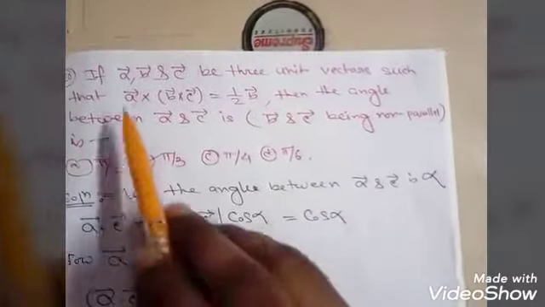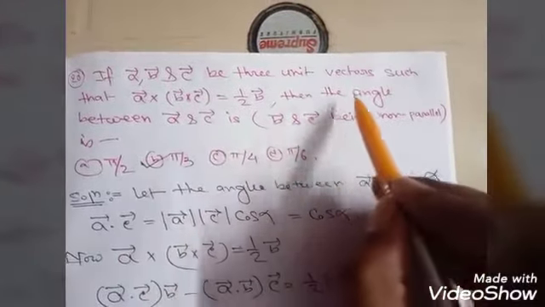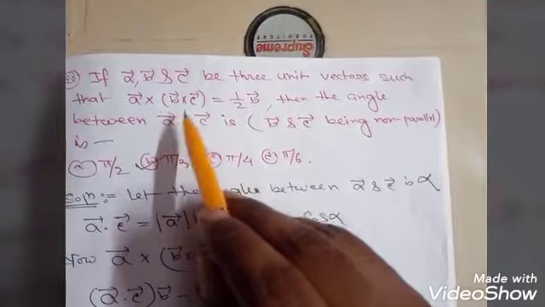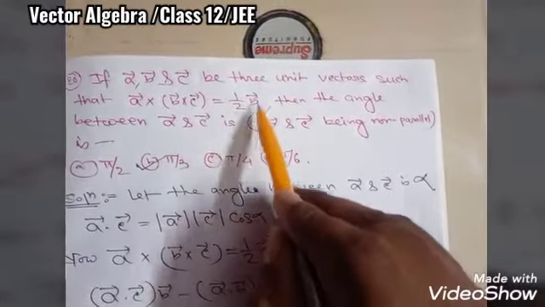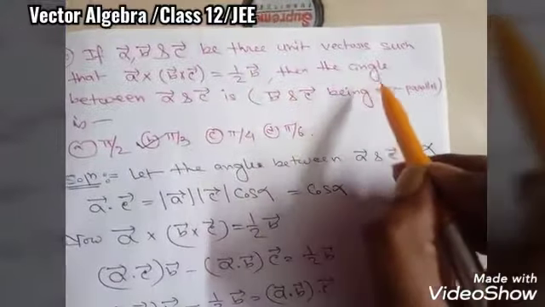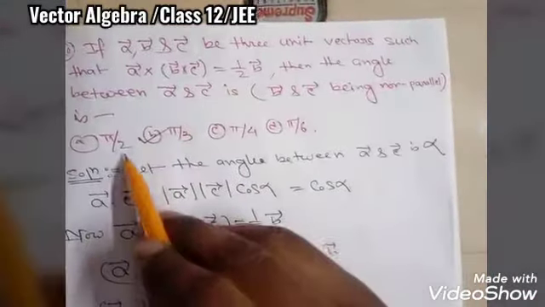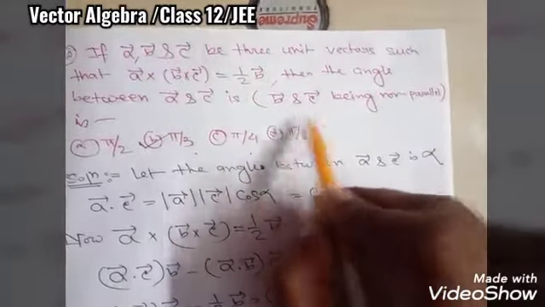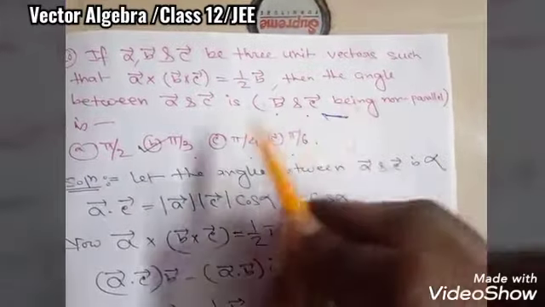Now next sum. If a vector, b vector and c vector be three unit vectors such that a vector cross within bracket b vector cross c vector equal to half b vector, then the angle between a vector and c vector is what? Pi by 2, pi by 3, pi by 4, pi by 6. Now one condition is given, it is very important, b vector and c vector being non-parallel.